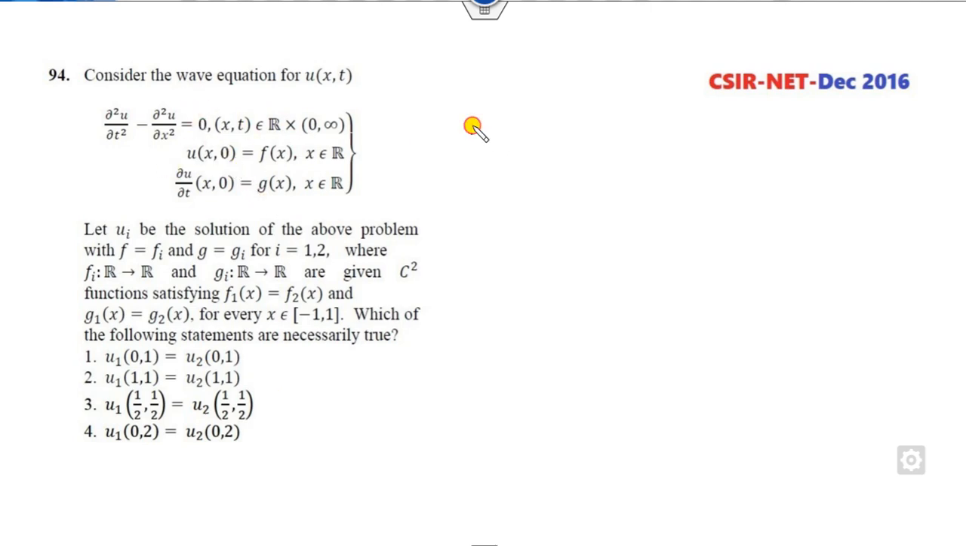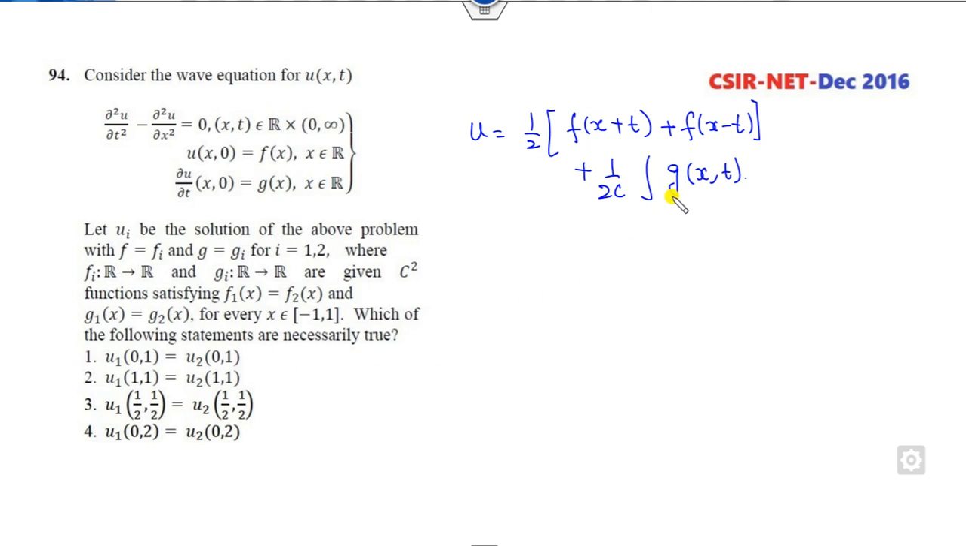Okay, now this is the wave equation. You can start by writing here C is my 1. So f of x plus t, x minus t, plus this g of x comma t. Now that's a very simple target. You can write here, what is that? F1 is F2, G1 is G2 only when x belongs to minus 1 to 1. That's very simple. We can check the options.